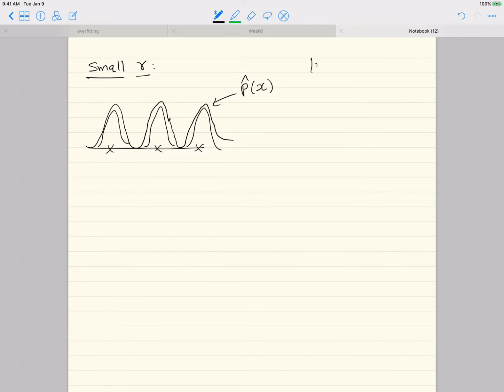So this is the case when r is large. What will happen is, if you have these 3 points, you're going to put very wide kernels.